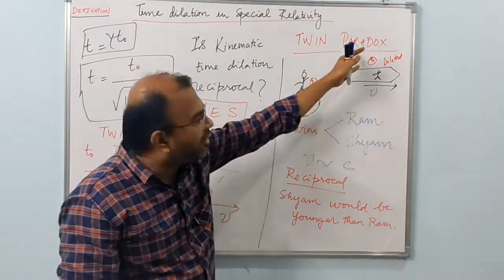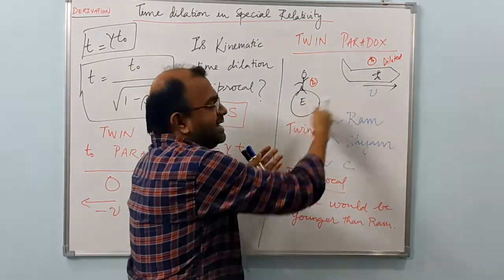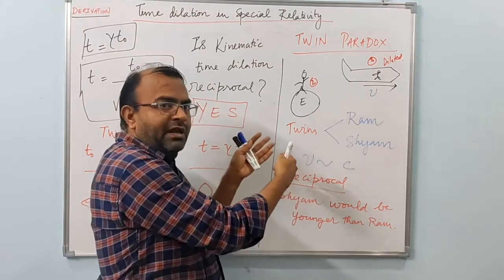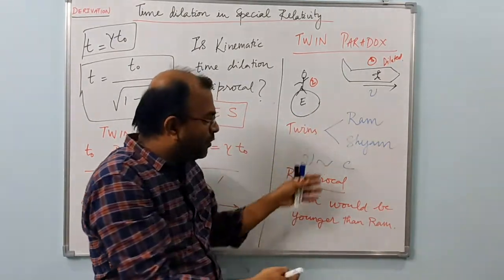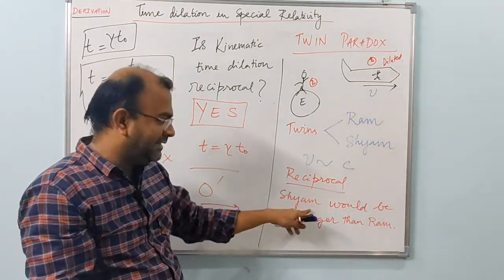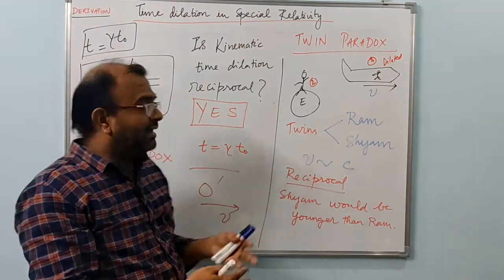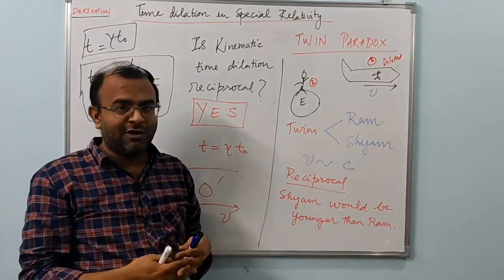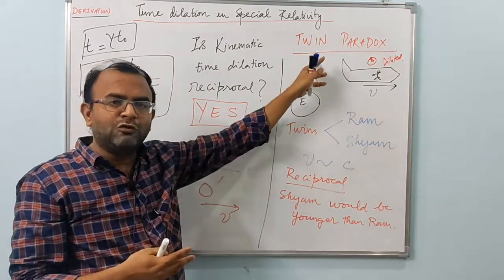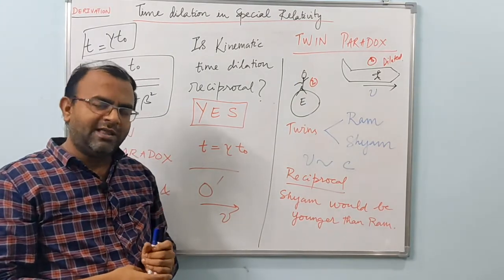So there is actually no paradox, because there is a symmetry in the measurements. Each one's clock is measured by the other, and therefore each would find the other's clock to have slowed down. But in reality, you would find that Shyam would be younger than Ram, and that is because of some reasons that we cannot discuss in this video. A separate video will be posted on the twin paradox. Please do check out that video as well.